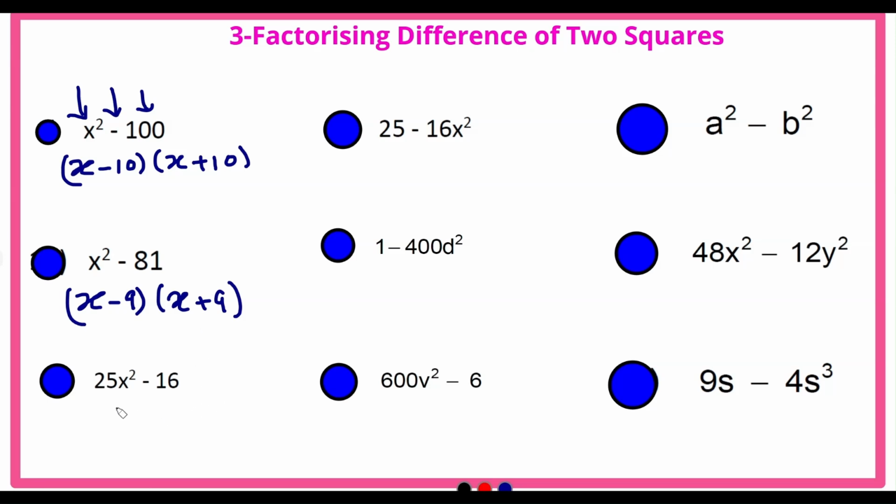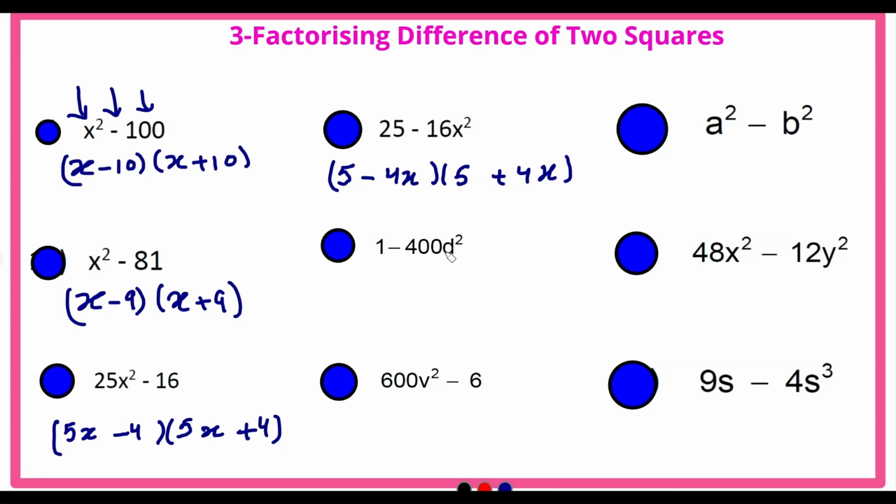Right. What about that? 25 is 5 times 5. That's a square number. x minus 16, so minus 4, add 4. What about that? Same thing, but here I start with 25, take away. So I do the same. 5 minus 4x, 5 plus 4x.